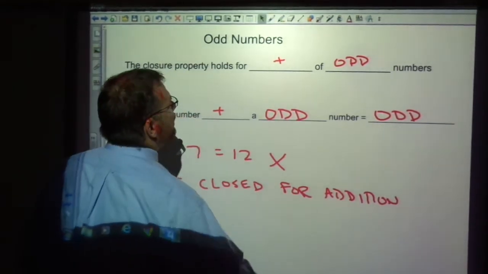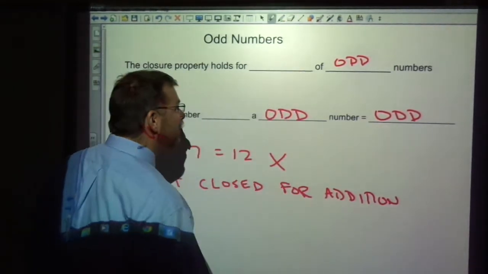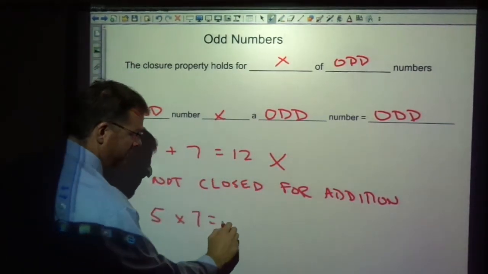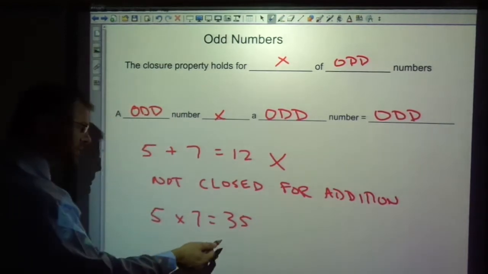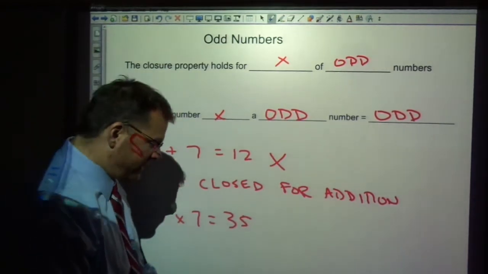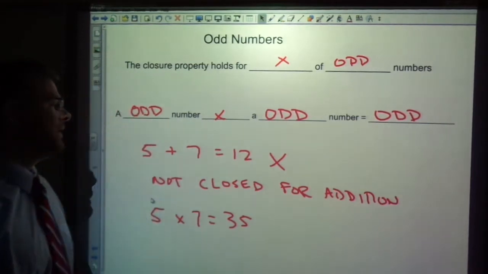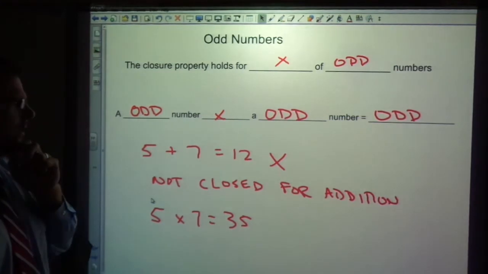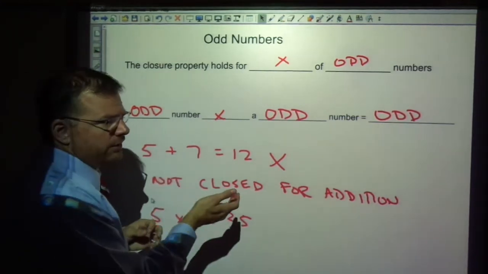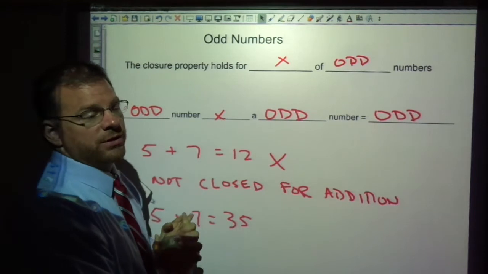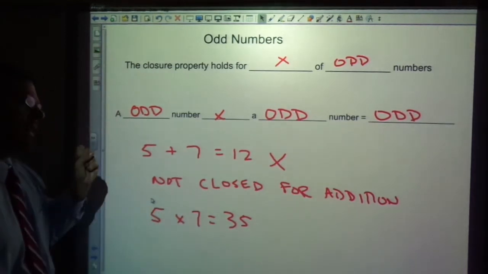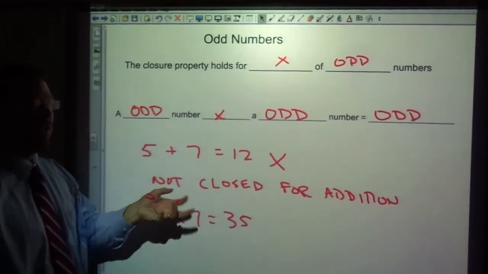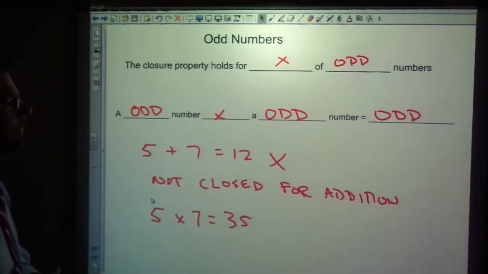If we changed it and we said, okay, what about multiplication? If we have an odd times an odd, does that equal odd? That works. So we would say it is closed for multiplication, it is not closed for addition. And you can test subtraction. Does it work for subtraction? How about 5 minus 7? That's -2. Even, not closed for subtraction. Division. 11 divided by 3 is not an odd number. It's not an odd integer. That would be a decimal.